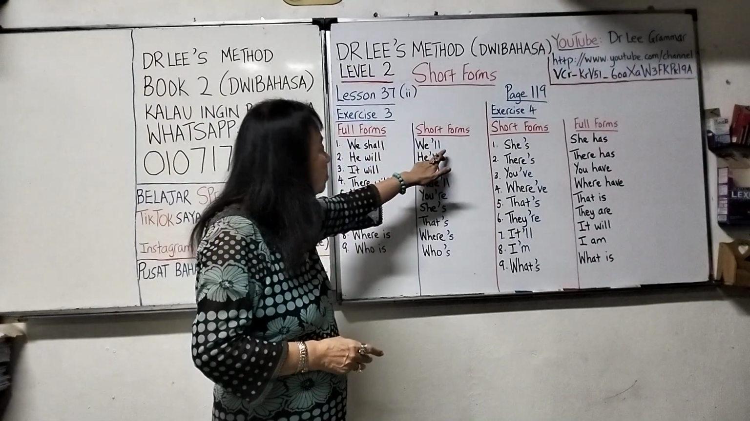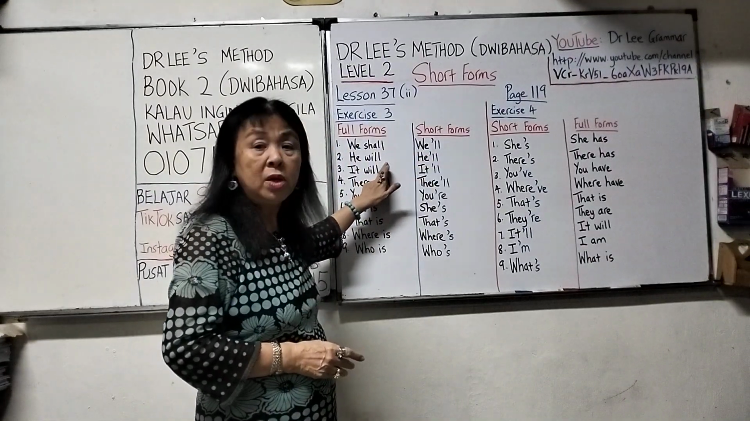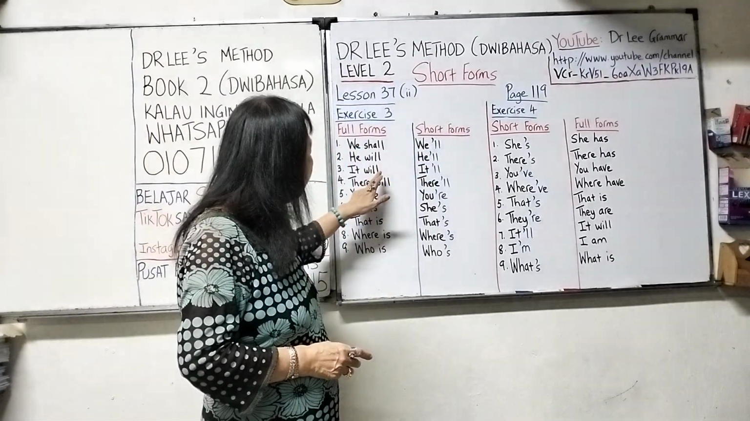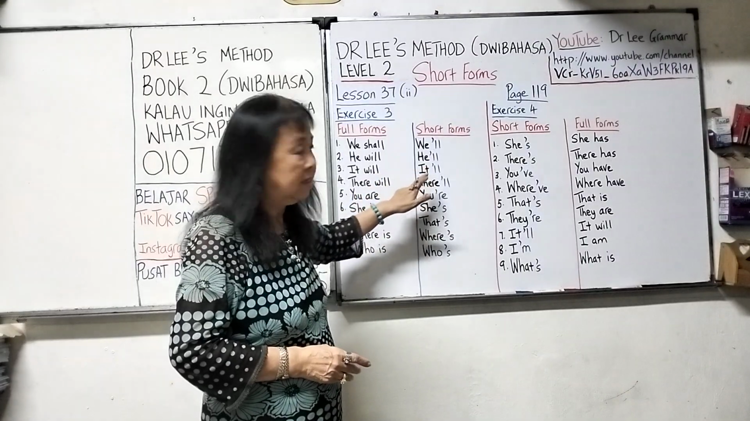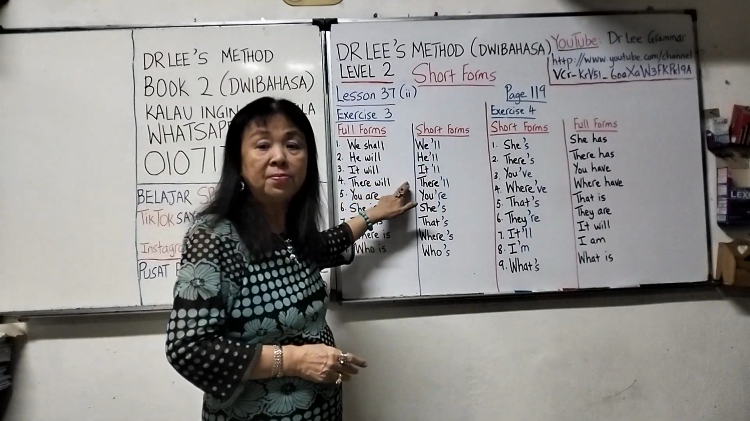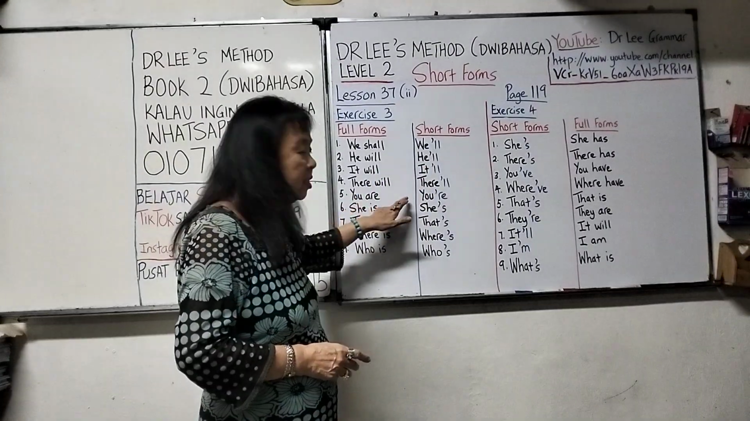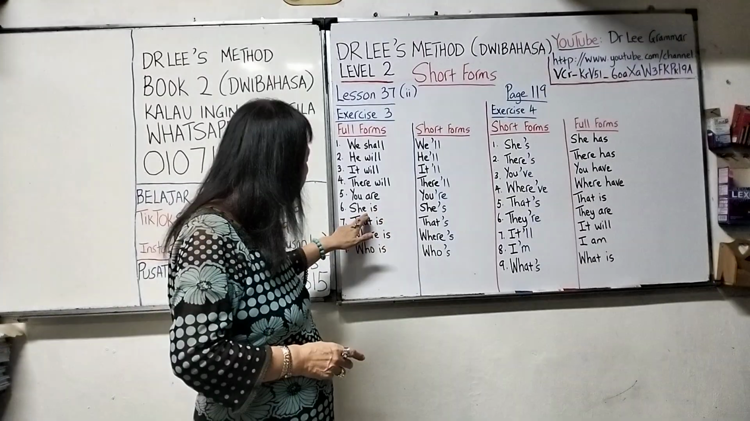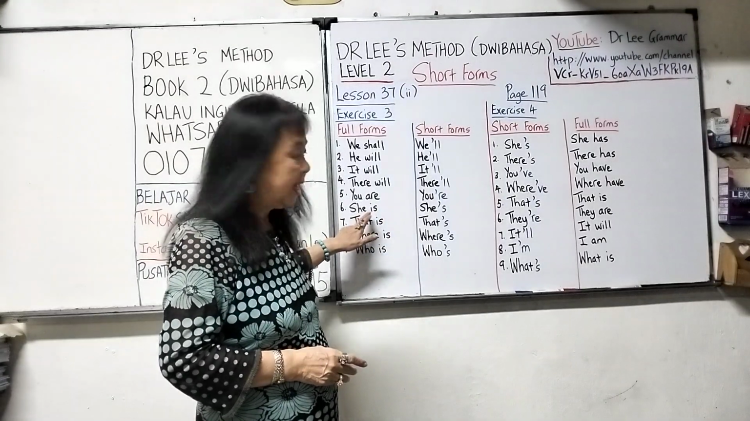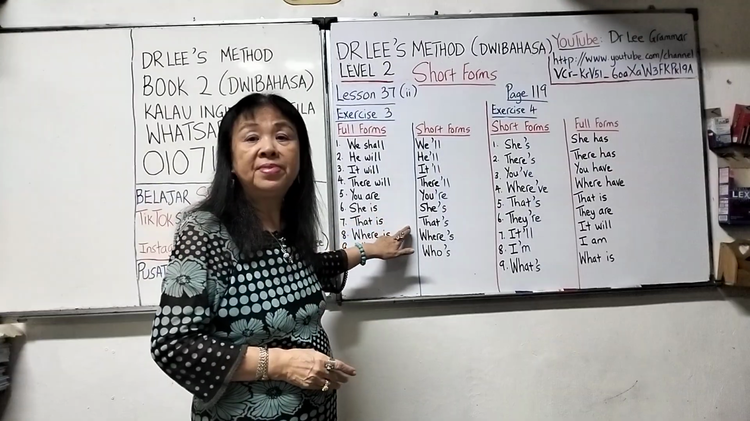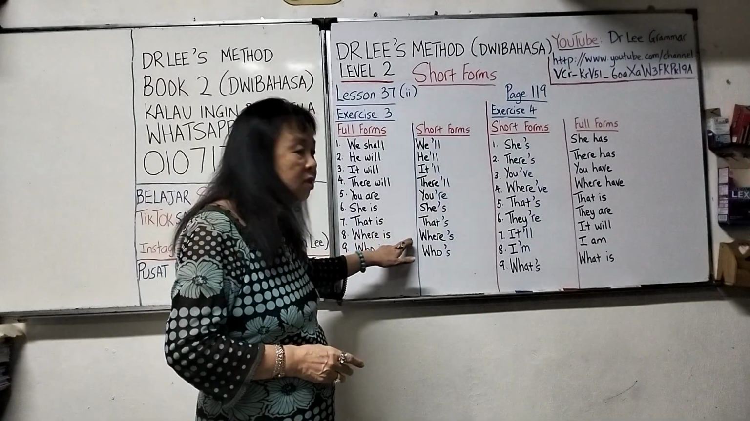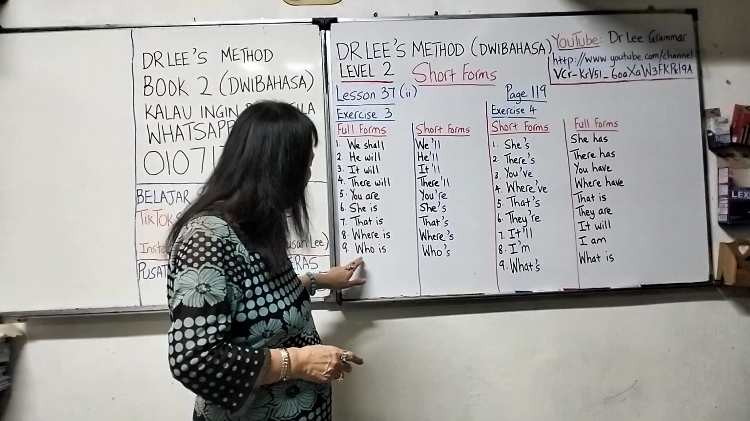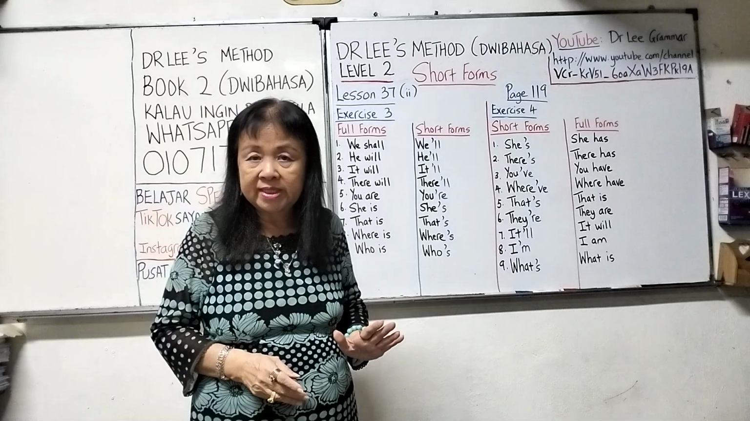So we shall becomes we'll. He will becomes he'll. It will, short form, it'll. There will, short form, there'll. You are, short form, you're. She is, short form, she's. That is, short form, that's. Where is, short form, where's. Who is, short form, who's.